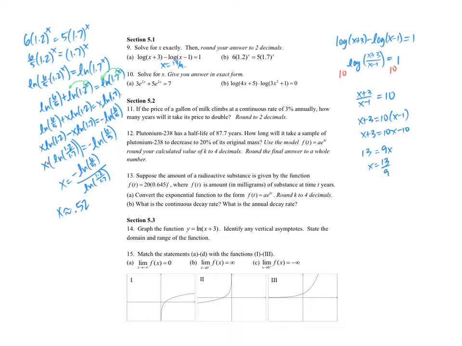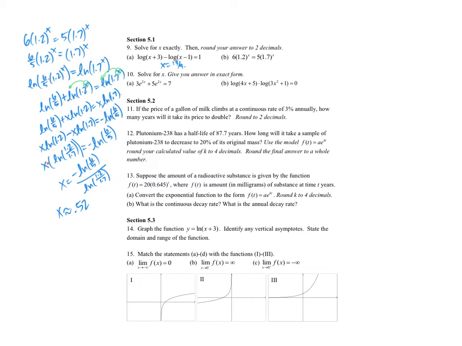Okay, so that's that. And how about number 10 then? So for number 10, it says again, solve for x. Give your answer in exact form. Let's take it over here and we'll solve for x. So 3e to the 2x plus 5e to the 2x equals 7. One thing I might notice is that these two have a common factor. They both have an e to the 2x, so I can pull that out. E to the 2x times (3 plus 5) equals 7. Well, that's just 8. So we have 8e to the 2x equals 7. So I can divide by the 8.